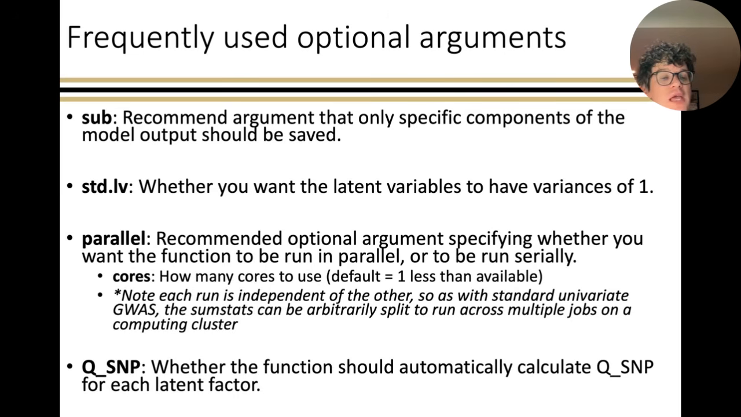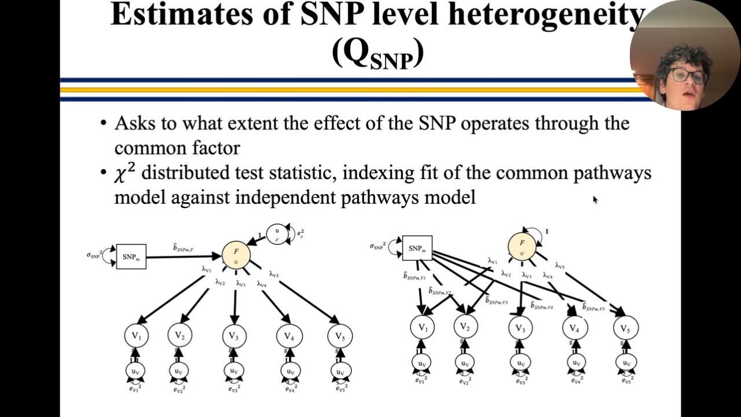Okay, so finally, a newer argument available is QSNP, which is whether or not the function should automatically calculate this QSNP heterogeneity metric for each latent factor. So just going over again what that is. QSNP is effectively comparing the fit of a common pathways model, being shown on the left here, to the fit of an independent pathways model that is being shown on the right.